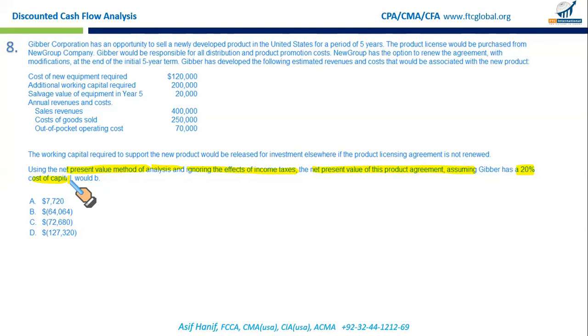So this is the rate we're going to use. Now, NPV is the agenda. And let's put up the number down.